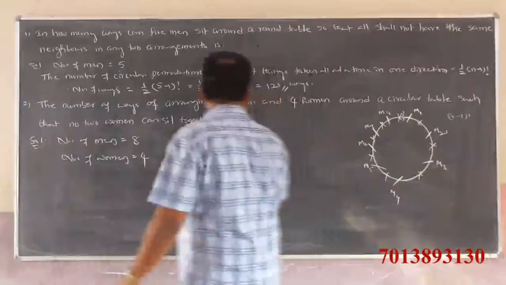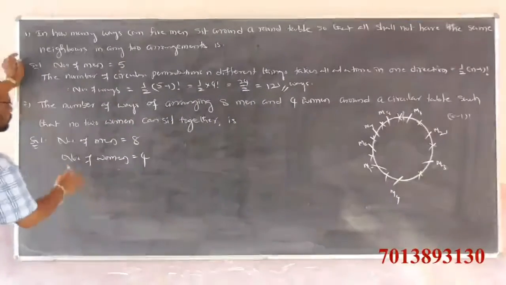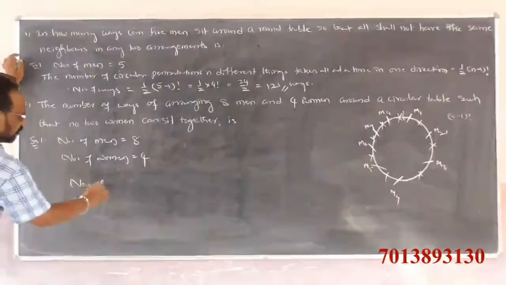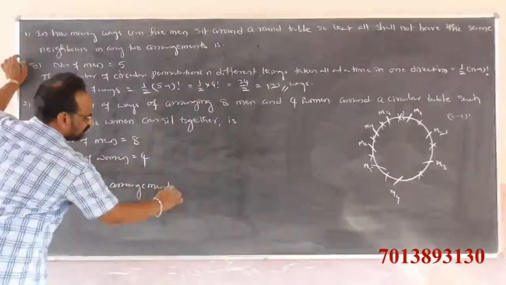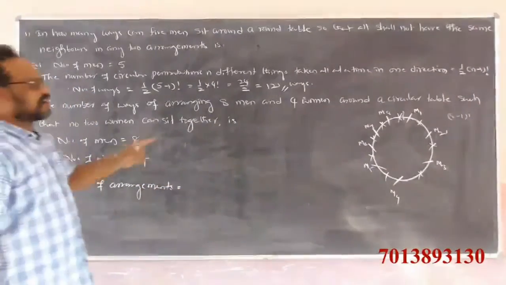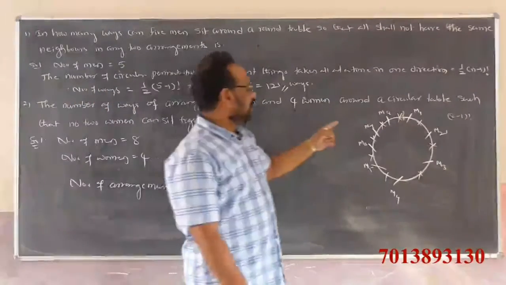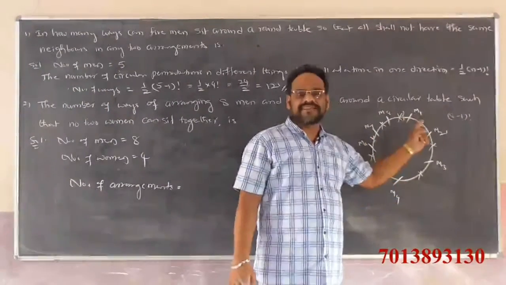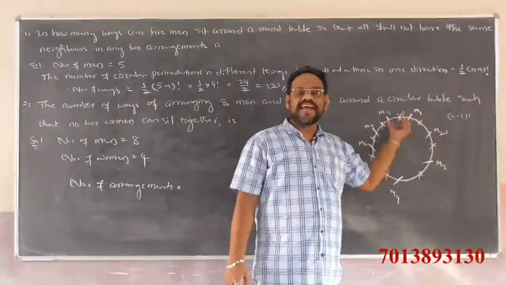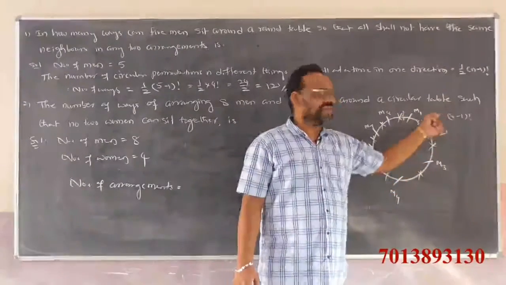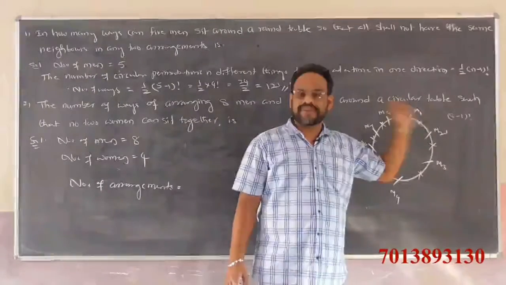So the number of arrangements is equal to, already we know that formula. How many ways to arrange the 8 men around a circle? We know the formula: n minus 1 factorial.